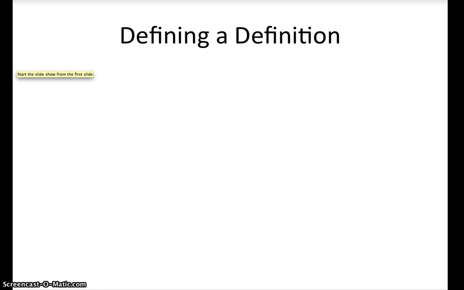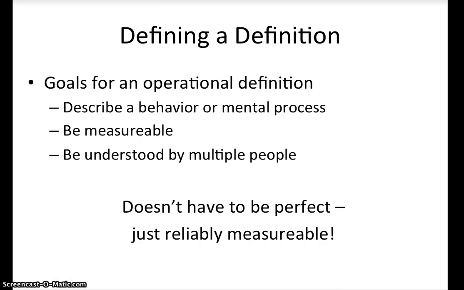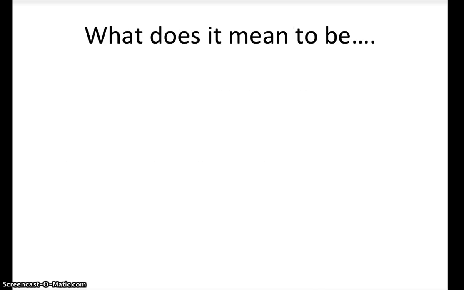So our first task here is to define what it means to be an operational definition. Our goal is to describe a behavior or mental process in a measurable way that's understood by many people. It doesn't have to be perfect. It just has to be reliably measurable. Each time you measure the concept, it has to be measured in the same way so that you can be sure you're getting consistent results.